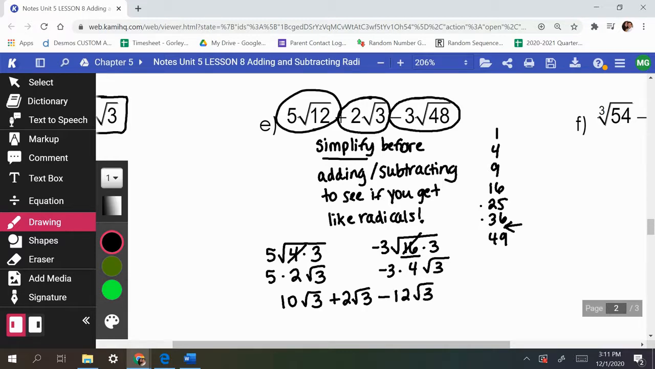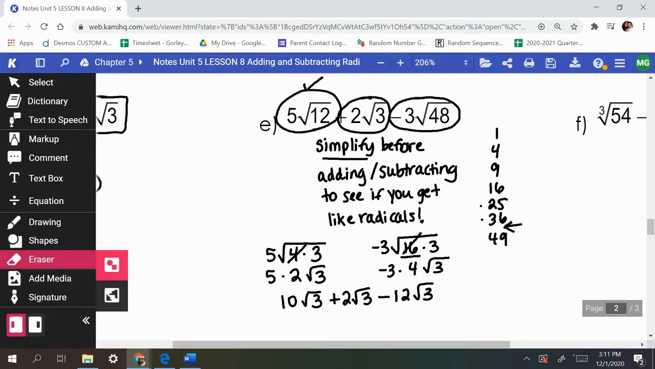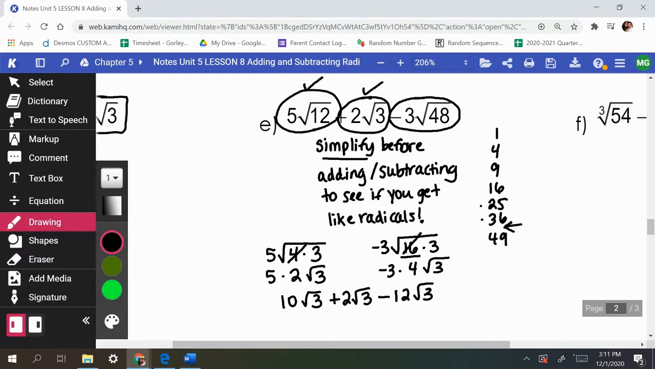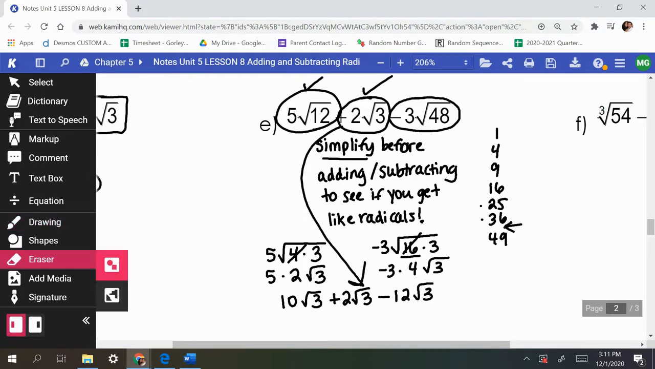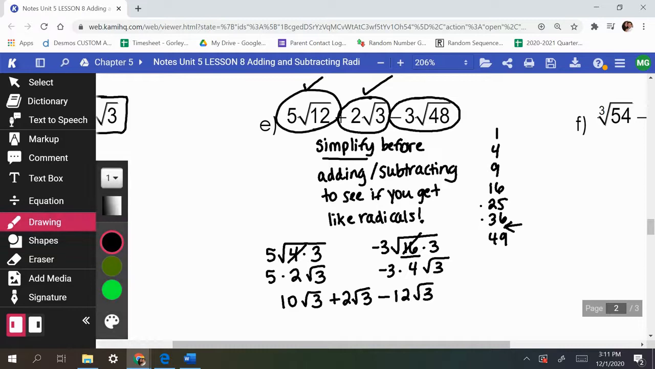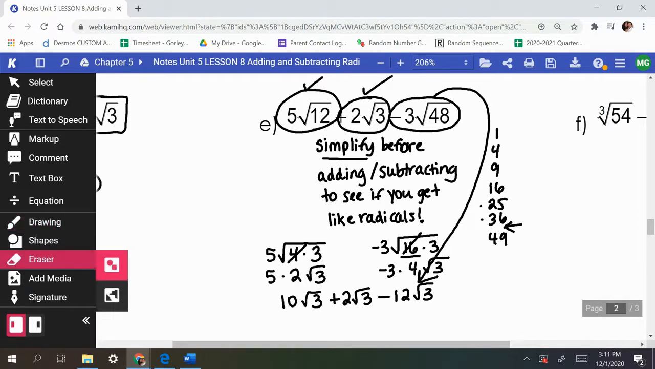And then we'll have the root 3. Okay, so see how I simplified each part? I simplified 5 radical 12 down to 10 square root 3. 2 radical 3 did not simplify, so I just kept it the same. And then -3 root 48 reduced to negative 12 times the square root of 3.